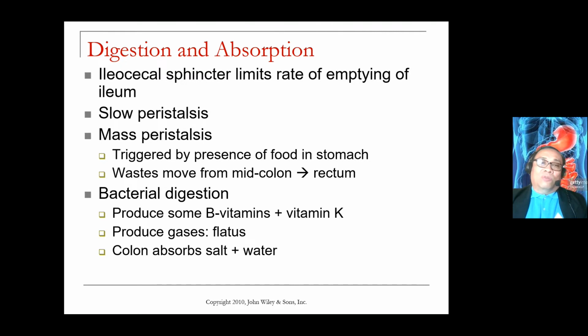Peristalsis is very slow, but mass peristalsis can be triggered by the presence of food in the stomach and the waste is moved from mid-colon into the rectum. Okay, mabilis ang peristalsis dito. And this is where bacterial digestion takes place. It produces some B vitamins plus vitamin K. It produces gas, kaya yung umuutot tayo. And the colon can also absorb salt together with water.